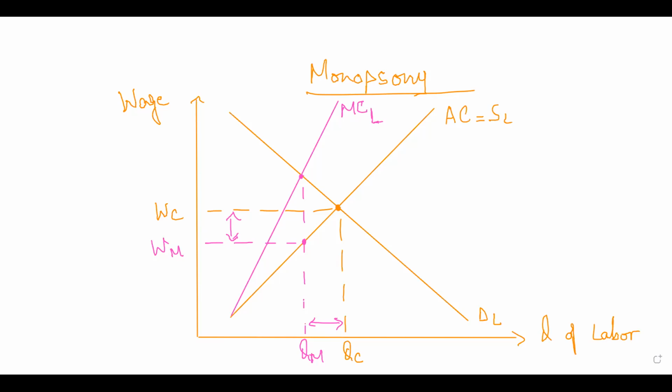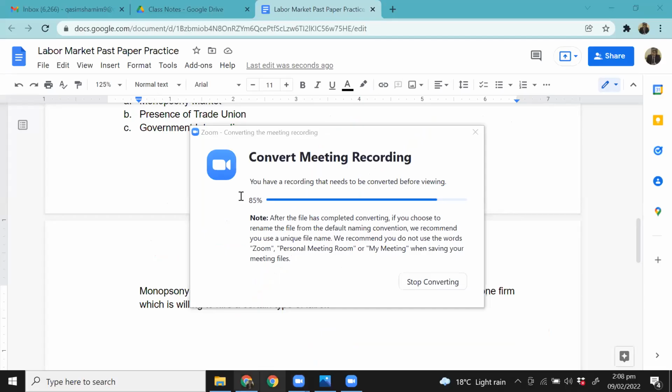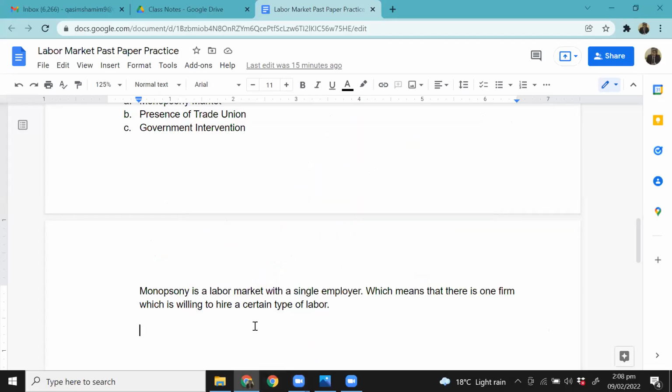So that's how labor is exploited in a monopsony market. Easy, students, are you getting me? Is everything clear? Right, so that was the first thing.